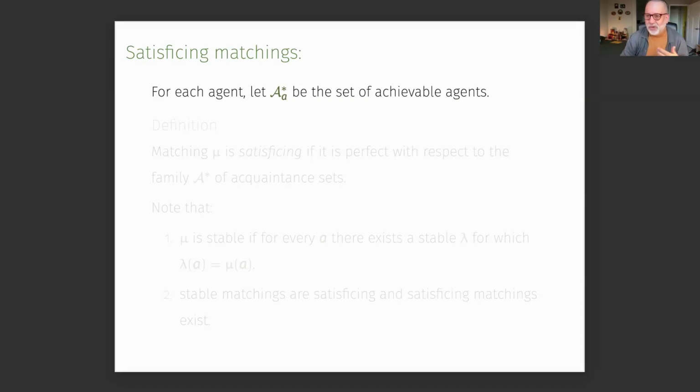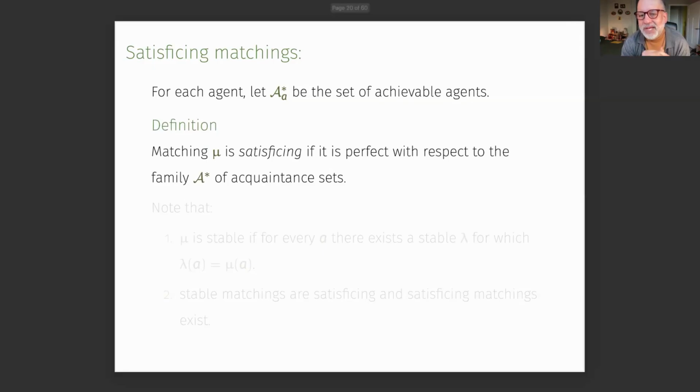Okay? So with that definition of good enough, we're going to say that a matching mu is satisficing if it is perfect with respect to the family of acquaintance sets that are constructed as the set of achievable agents under the preferences of that market. Okay, so this is the answer to the question that was asked in the chat.